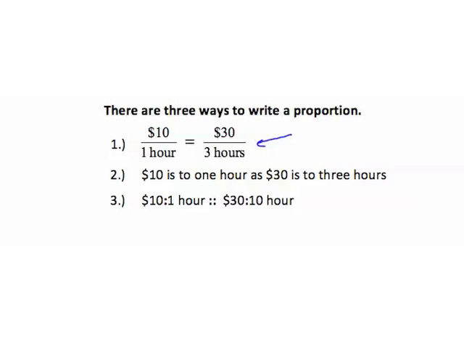Now we can take this written phrase and shorten it a little bit by using semicolons. And here's how they will look using semicolons. And you would read this, $10 is to 1 hour as $30 is to 3 hours. So notice we're using the same words there to describe it. We're just condensing that by using those semicolons.